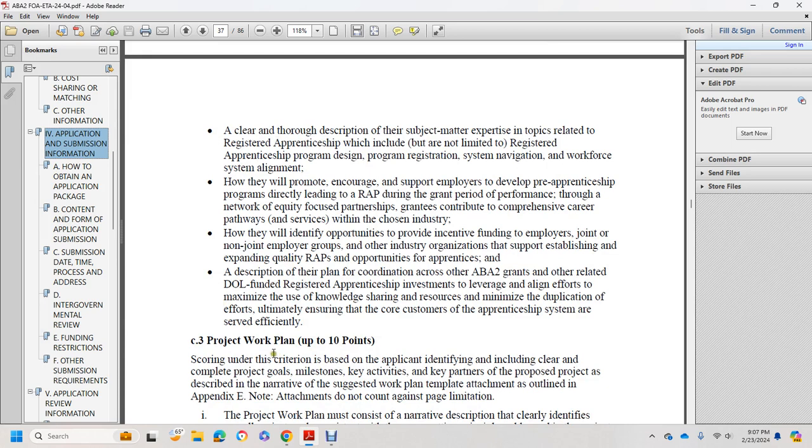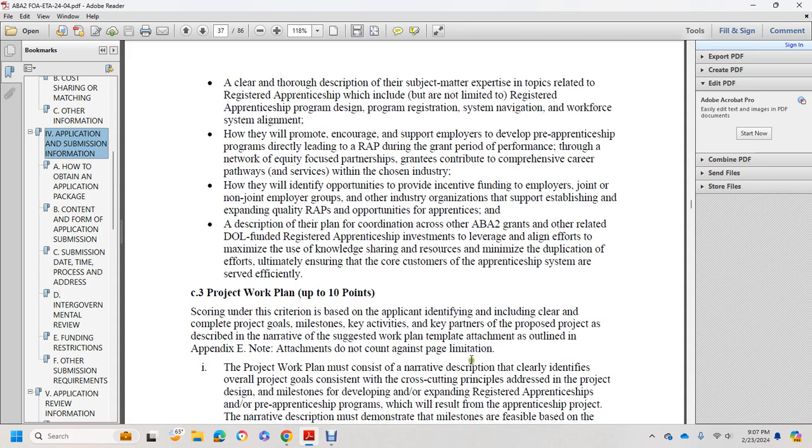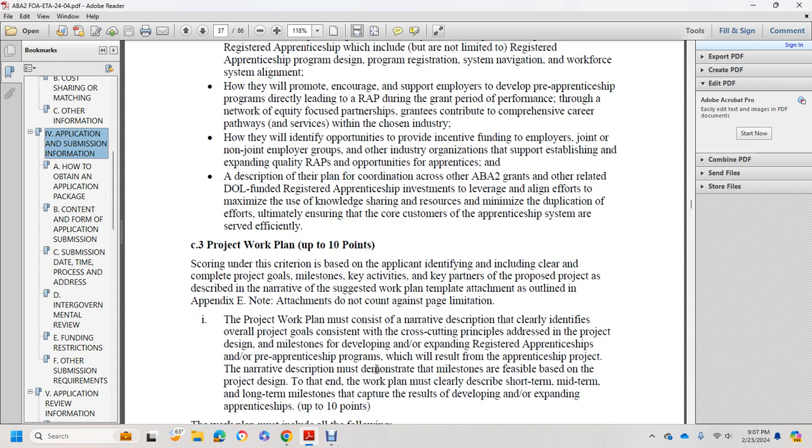C3, project work plan, up to 10 points. The score is based on the applicant's identified, clear, complete project goals, milestones, key activities, and key partners. The proposed project is described in the area of the suggested work plan template attachment, as outlined in Appendix E.